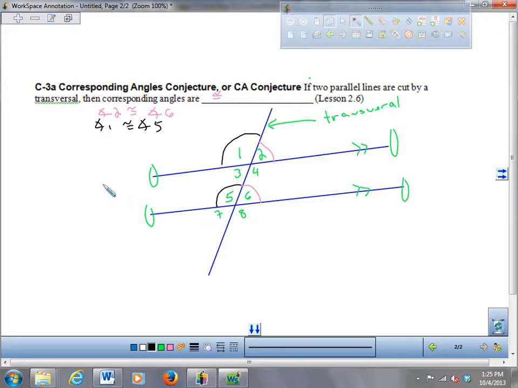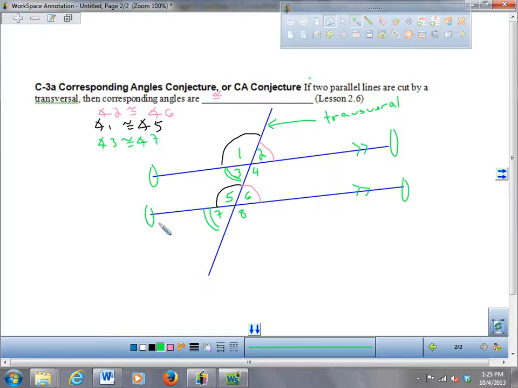Give me another pair of corresponding angles. Go ahead, Sophie. 3 and 7. Very good. Angle 3 congruent to angle 7.